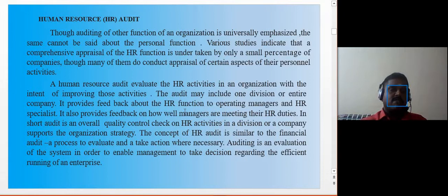The audit may include one division or the entire company, to provide feedback about the HR function to operating managers and HR specialists. The concept of human resource audit is similar to the financial audit, a process to evaluate and take action wherever necessary. Auditing is an evaluation of the system in order to enable management to take decisions regarding the efficient running of an enterprise.